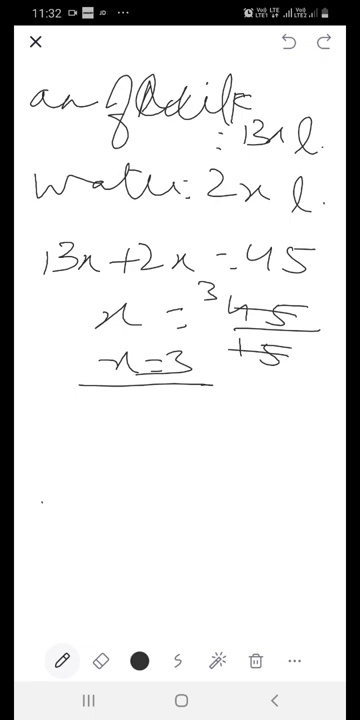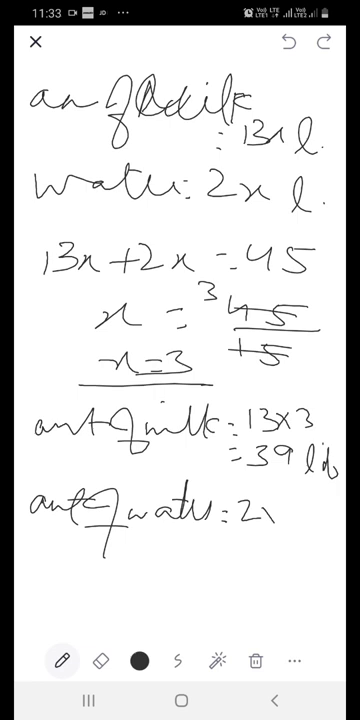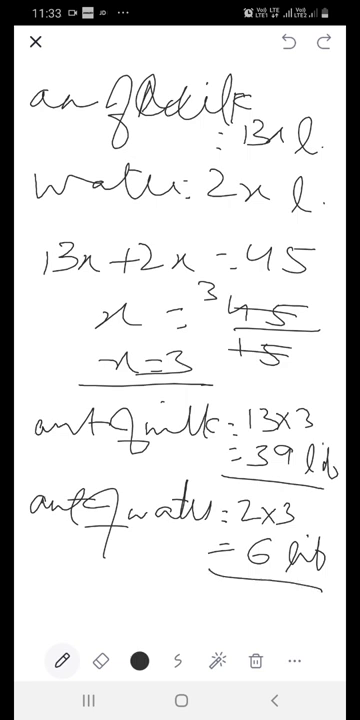So how much milk is there? Amount of milk is 13x, that is 13 into 3, that is 39 liters. And amount of water is 2 into 3, that is 6 liter. This originally was the volume of the milk as well as water. Now they are asking how much water must be added to this mixture to make the ratio of milk to water as 3:1.